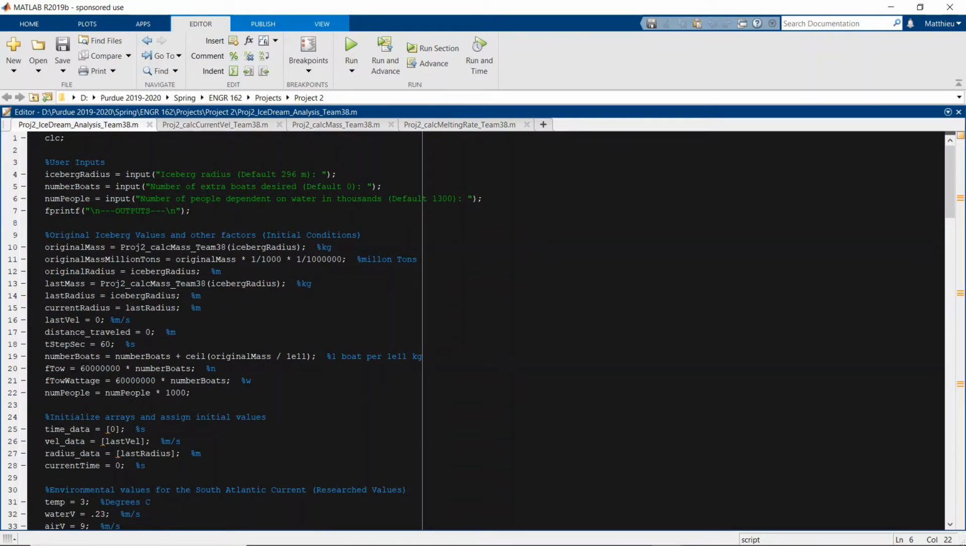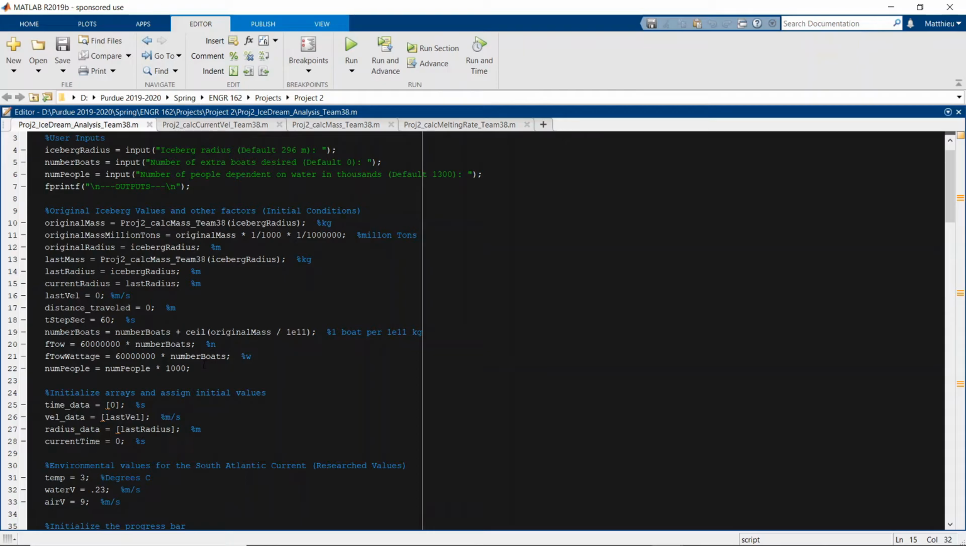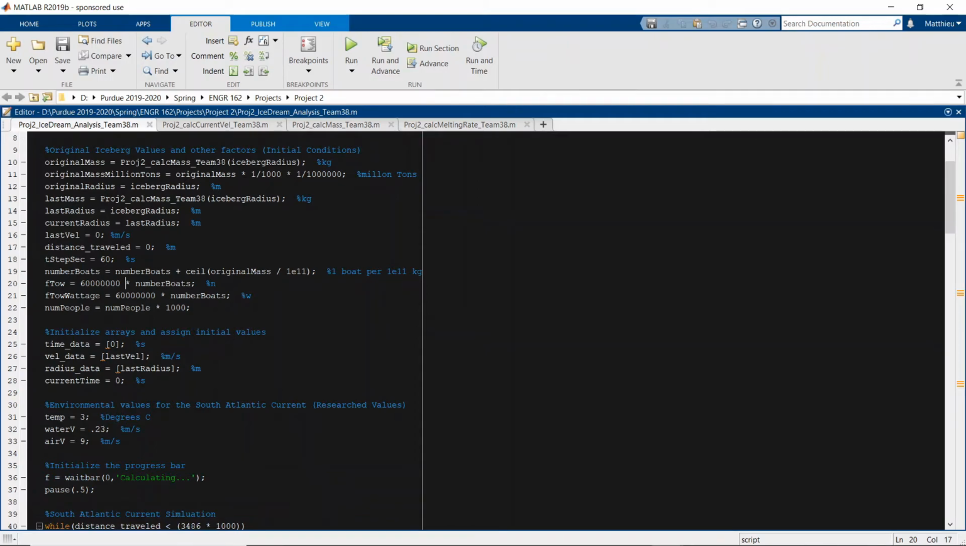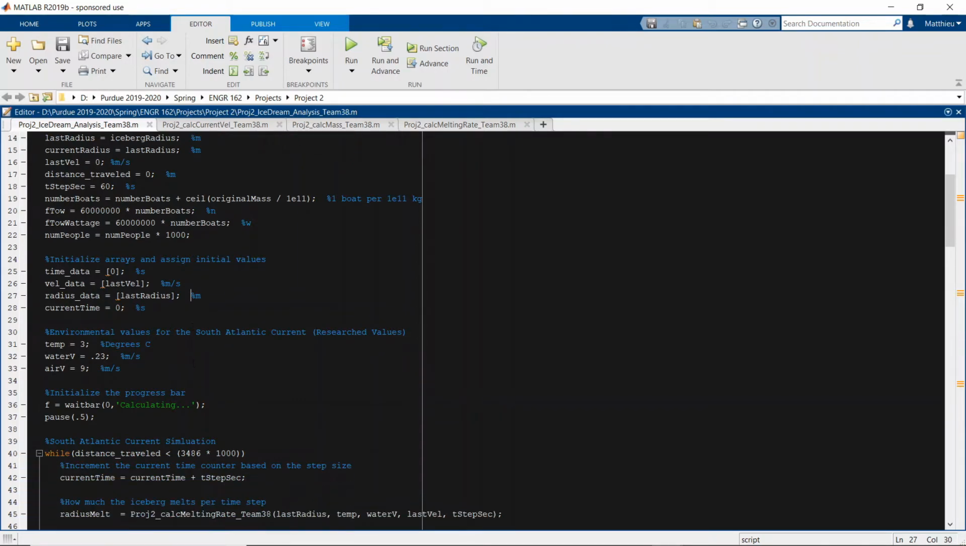So the main model starts off by requesting inputs from users: the radius of the iceberg, the number of boats, and the number of people that are dependent on the water that is being brought in, in thousands. Then, all the initial conditions are set, such as the time step, the number of boats, the towing force, the initial velocity, which is of course 0, and other things like that. Also, arrays are initialized in order to be able to add values to them later so that different things such as velocity and radius can be graphed using the MATLAB functions.